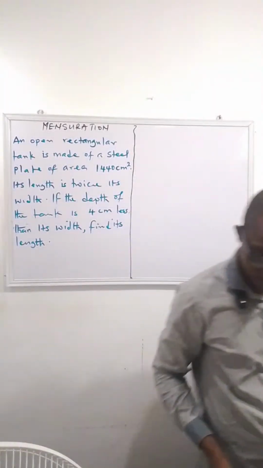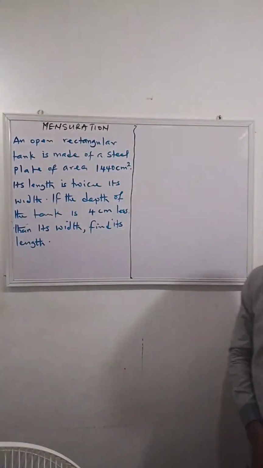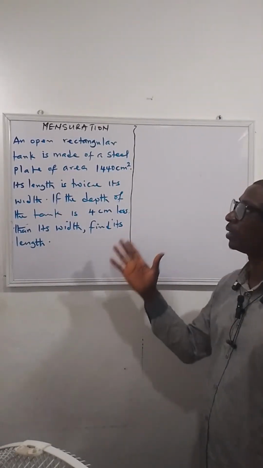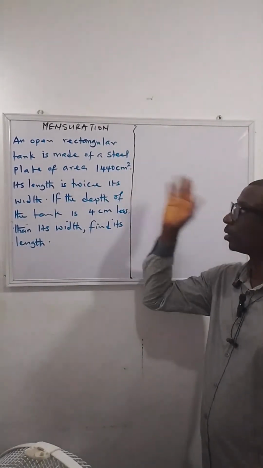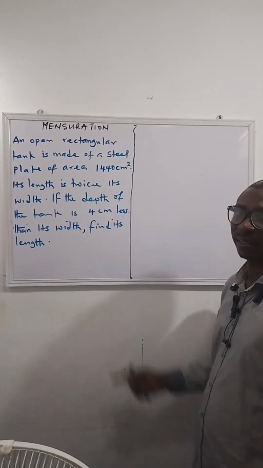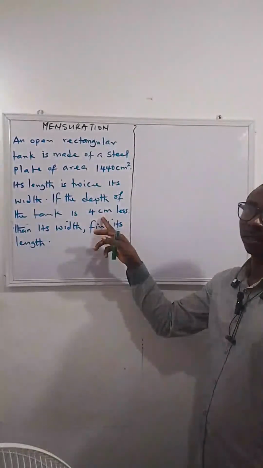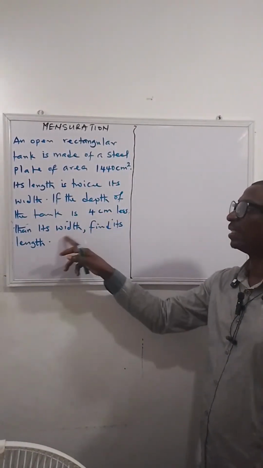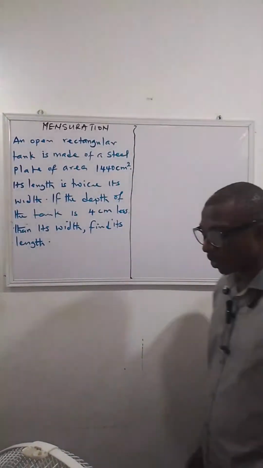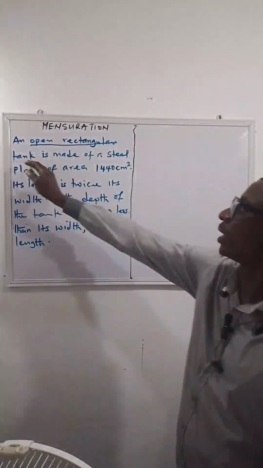All right, so that's the next question. Okay, so now let's look at the problem here. An open rectangular tank is made up of a steel plate of area 1,440 centimeters square. Its length is twice its width. If the depth of the tank is 4 centimeters less than its width, find its length.